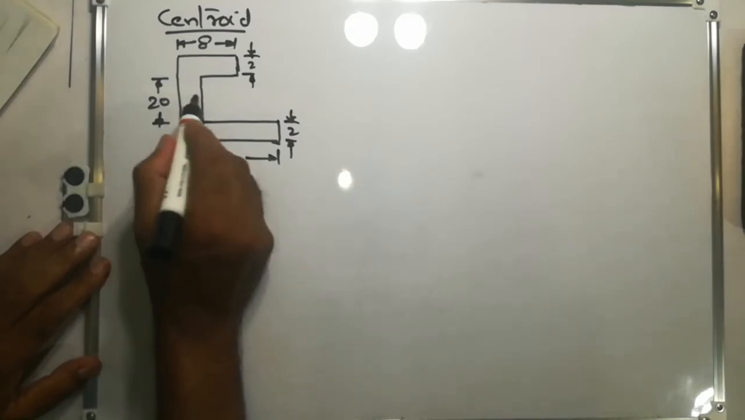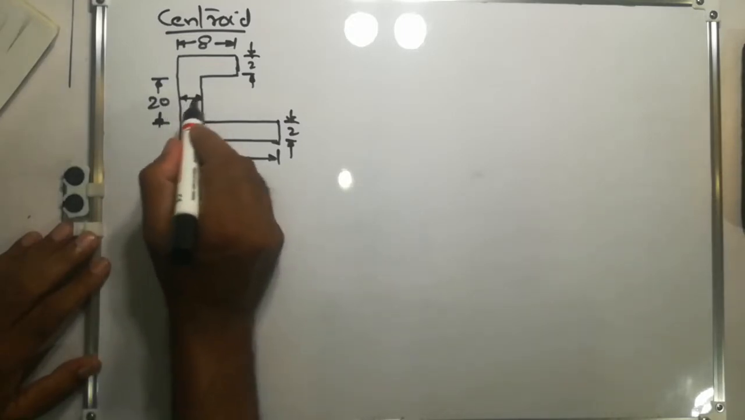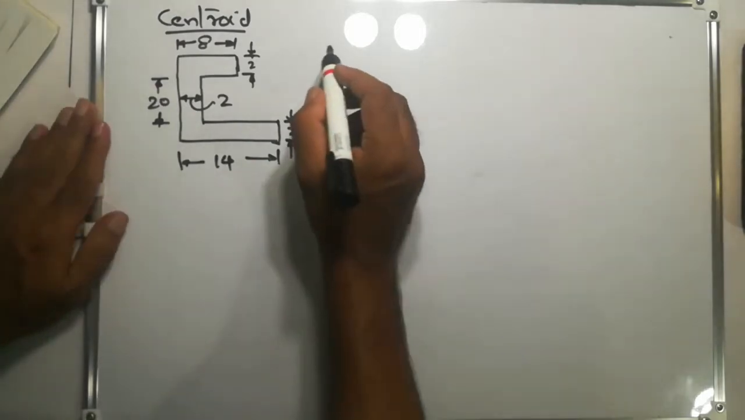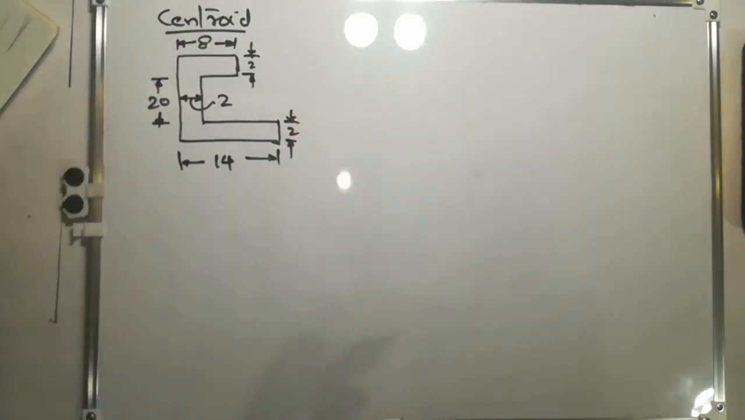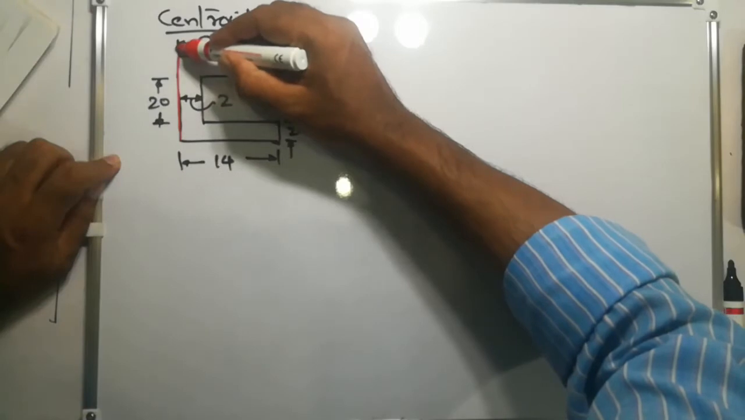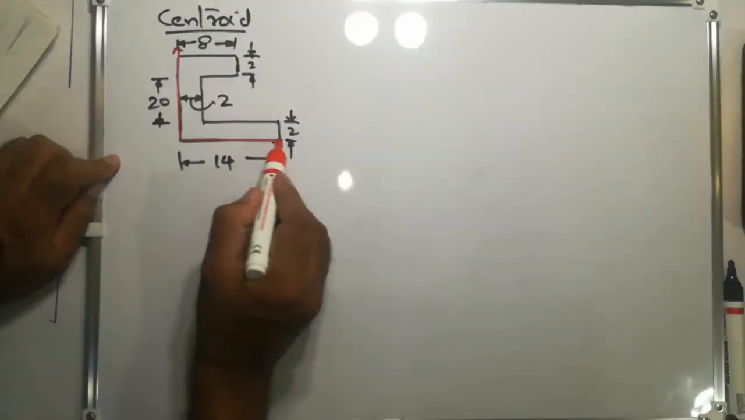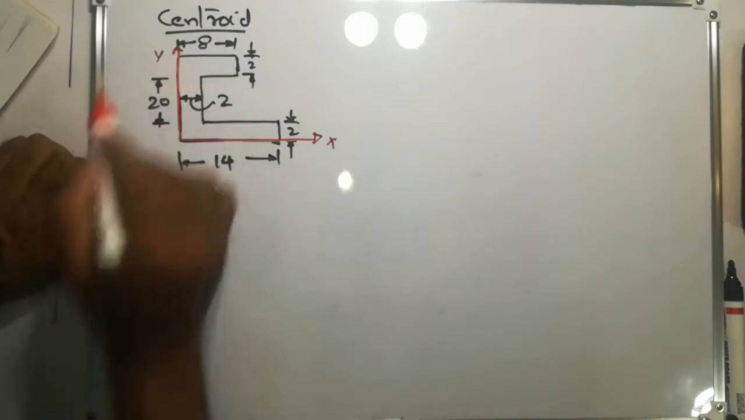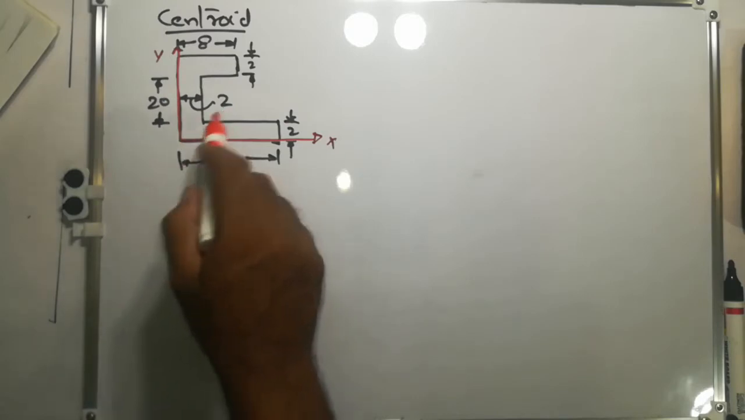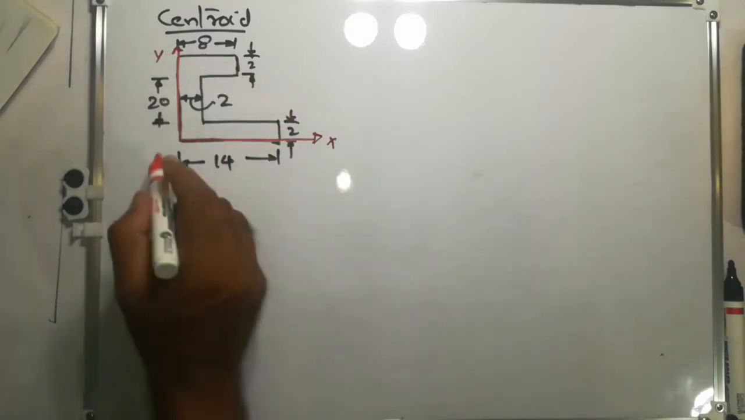And this distance, this is also 2. We need to find the centroid of this whole area. So first of all, we will draw the centroid reference axis. I'm drawing the reference axis here like this, x and y. So we need to find the distance of its centroid from this axis.